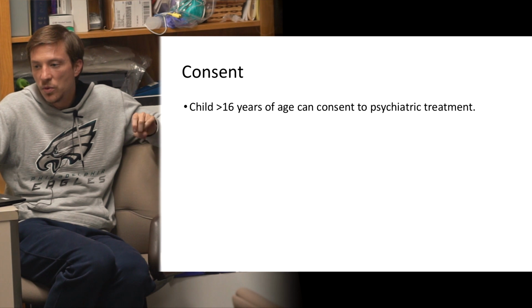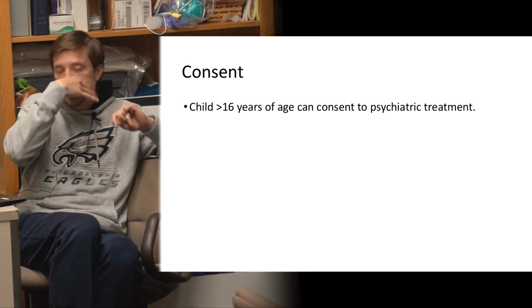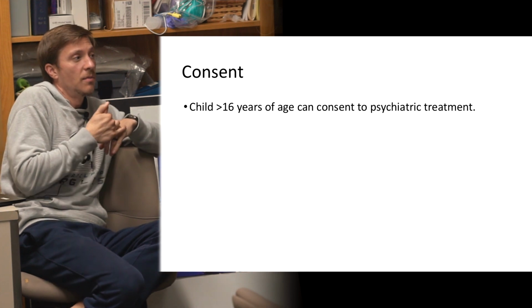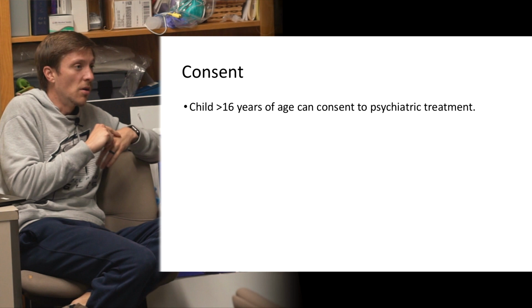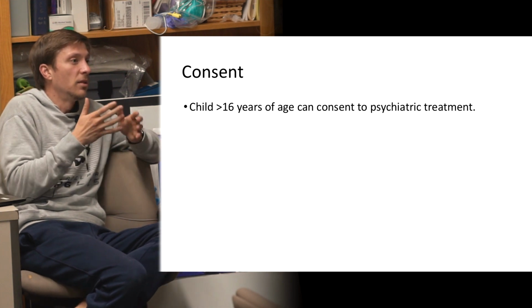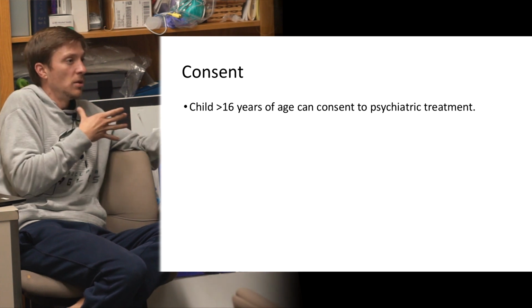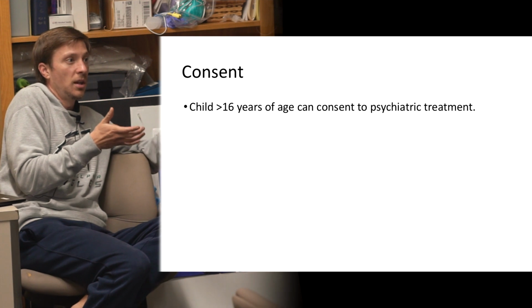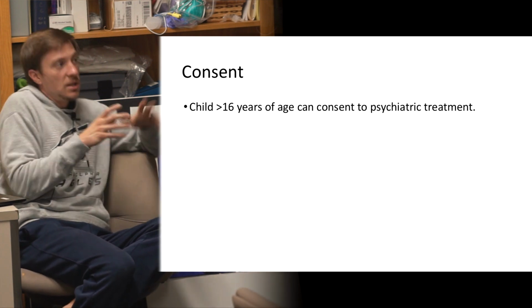But yeah, this was a super wordy one that basically says a child greater than 16 years of age can consent to psychiatric treatment. So if they call saying, I'm suicidal, I want to kill myself, and the parents say no, you're not going, if they are greater than 16 years of age, they can make their own decisions for psychiatric care in the state of Minnesota. So we're going to take them.